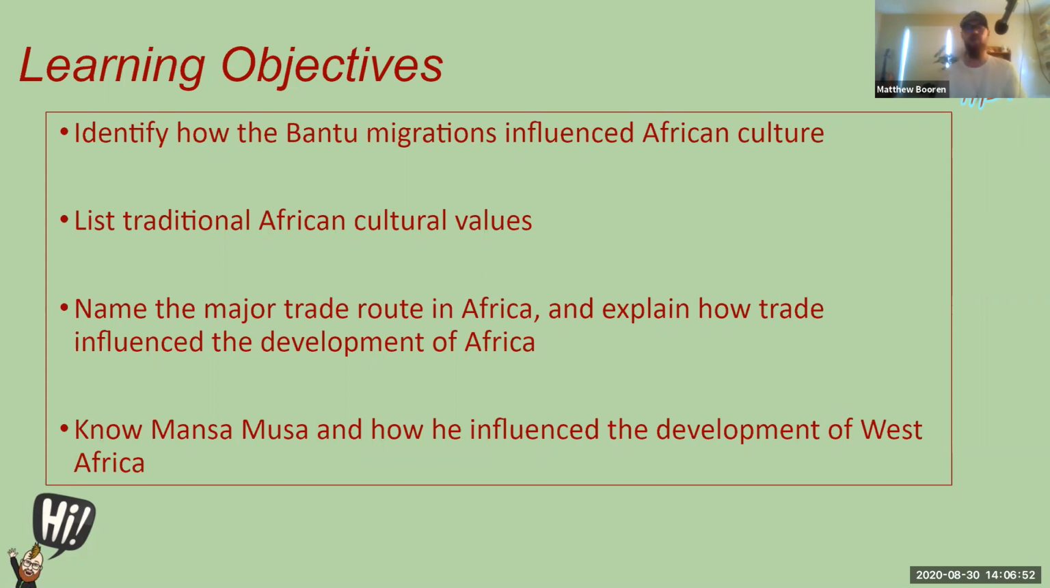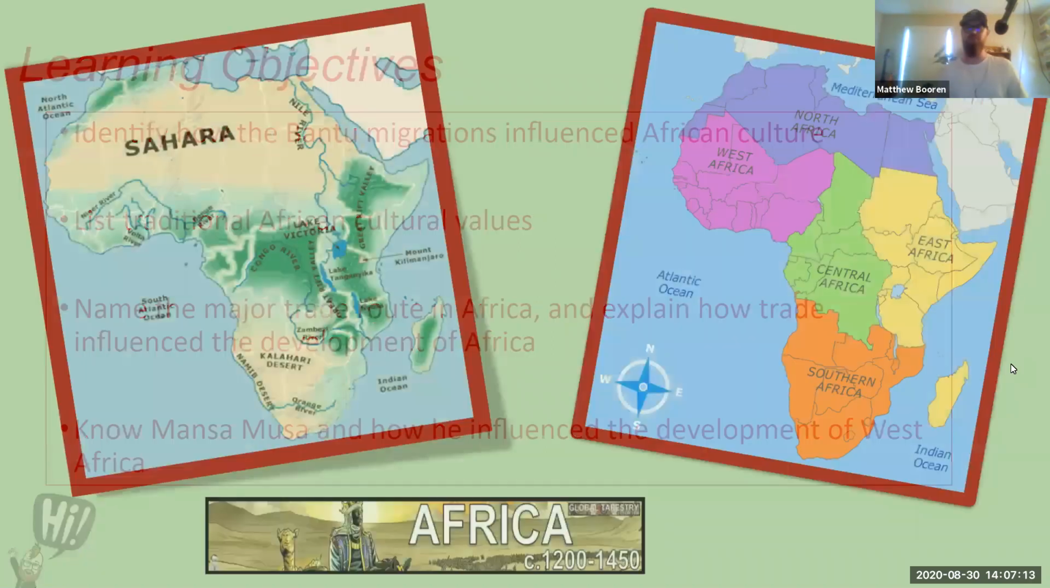And then lastly, we're going to talk about a singular person, a man named Mansa Musa, and how he influenced or changed the development of West Africa in particular. So those are our 4 major objectives. And by the end of the presentation, you should be able to literally check off each one of those, and that's how you know you have complete notes. Ready to move on? Yes, we are.